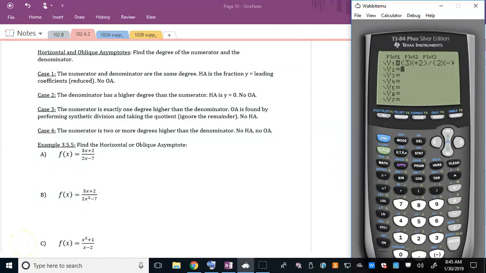Math 102, example 3.5.5. So we've seen vertical asymptotes. Our other types of asymptotes are horizontal and oblique asymptotes. These will require some memorization. As you can see, we have 4 cases, and to determine which case we're in, we're going to look at the degree of the numerator and then the degree of the denominator.